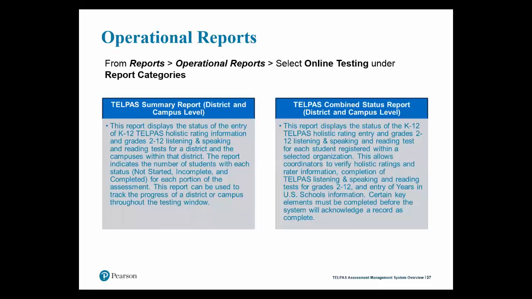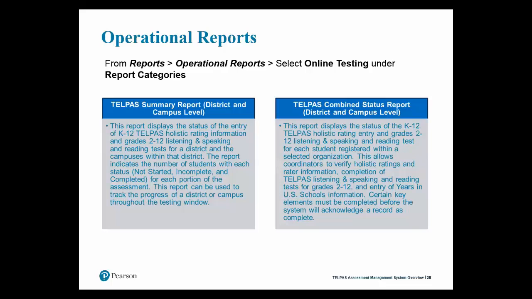Next, we want to take a look here, and as a reminder, you do have operational reports that will help you during the TELPAS assessment window here. Under Reports, Operational Reports, if you select Online Testing under Report Categories, you'll be able to find the TELPAS Summary Report, and you'll be able to access it at a campus or a district level. So that's going to have the status of the entry of the holistic rating information and the grades 2 through 12 listening and speaking and reading tests. So it's going to have the number of students with the different statuses of not started, incomplete, and completed.